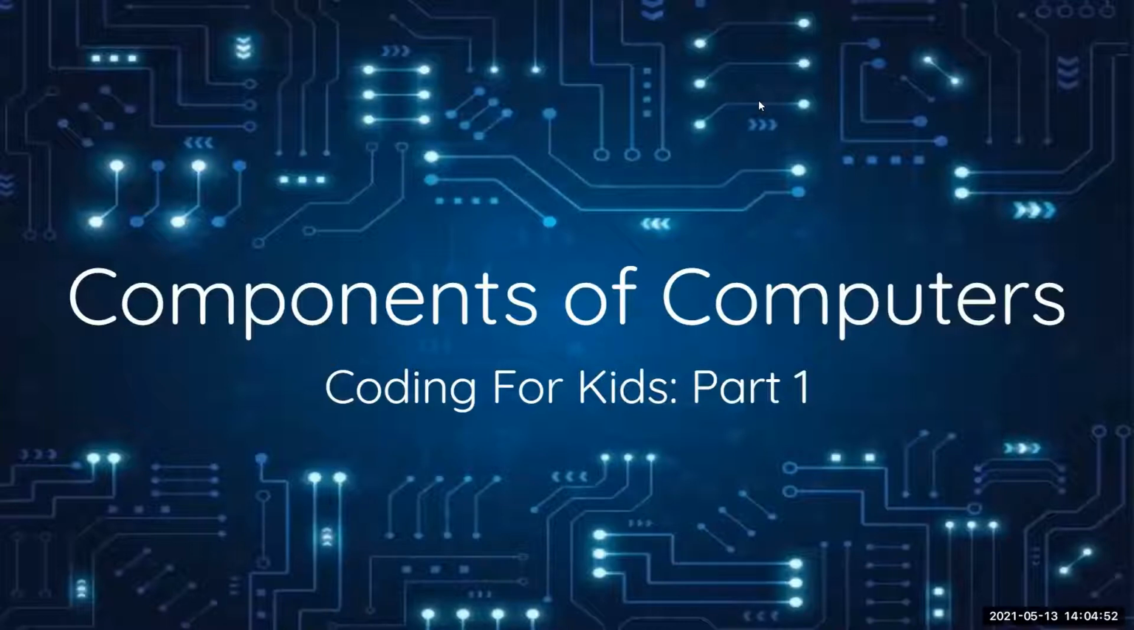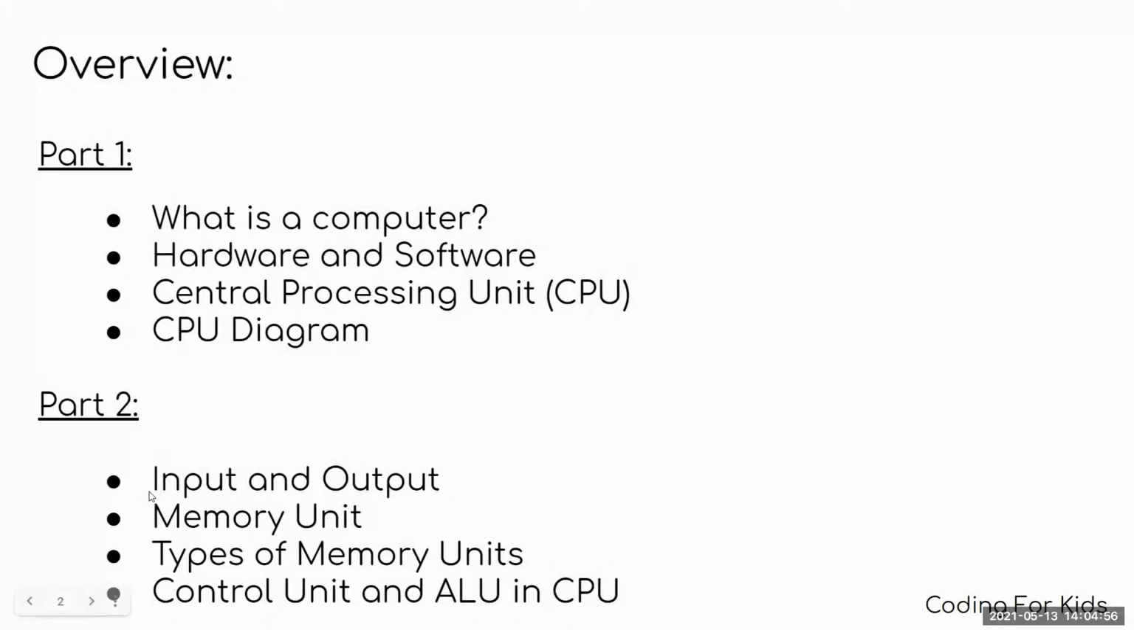First, let's look at the overview of this video. In this video, first we're going to be looking at what is a computer, because that's really important to know the components of a computer. Then we're going to be looking at hardware and software and the definition of those two terms and the differences between those two terms. Then we're going to be looking at the central processing unit, or the CPU. And finally, we're going to end with a CPU diagram.